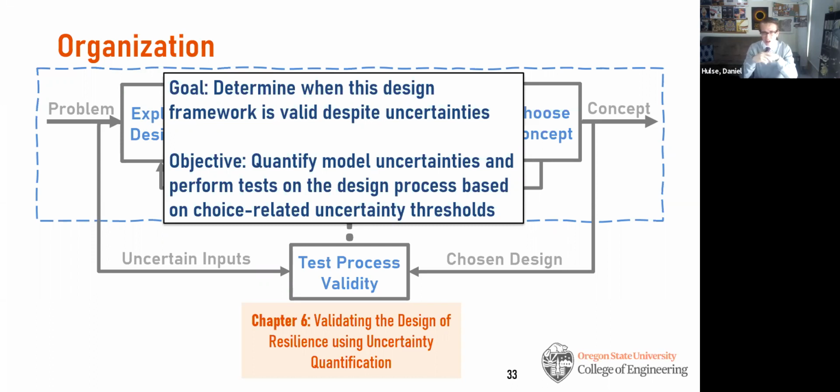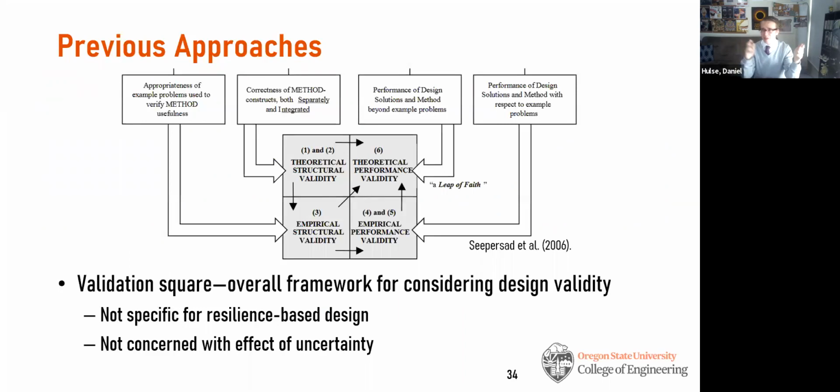And so our final objective here was to quantify these uncertainties and then perform tests on the design process based off of thresholds that we set up for the way the uncertainty affects the process. Now, there have been previous approaches to considering the validity of design processes.